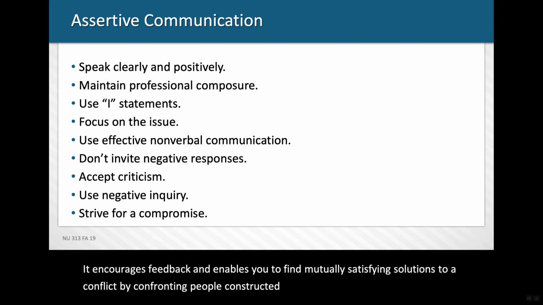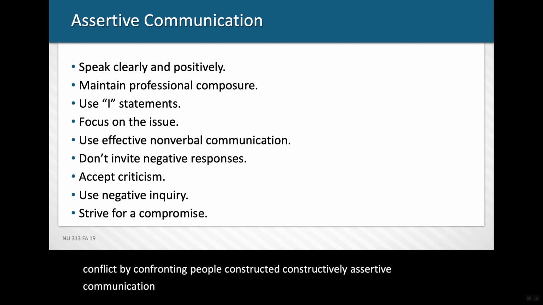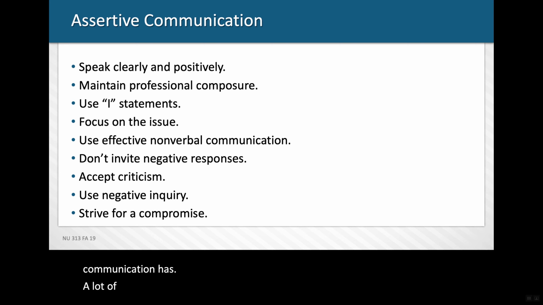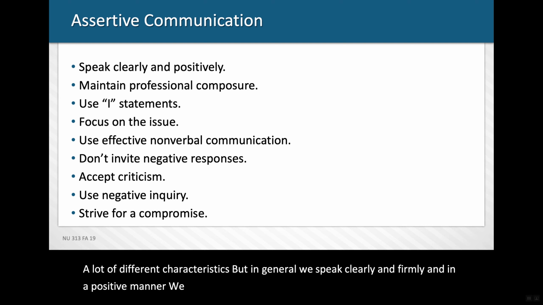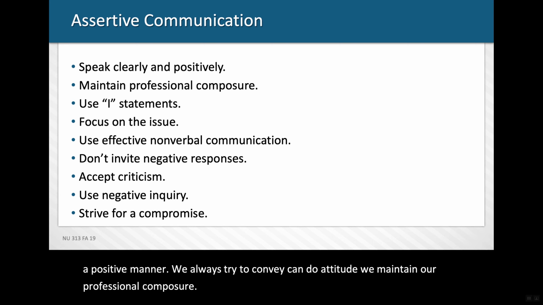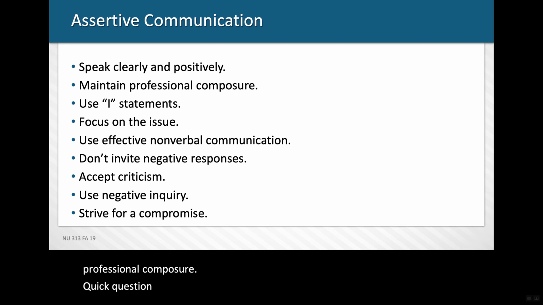Assertive communication has a lot of different characteristics, but in general, we speak clearly and firmly and in a positive manner. We always try to convey a can-do attitude. We maintain our professional composure. We question care decisions openly and honestly. Use the I statements so that you take ownership of that.